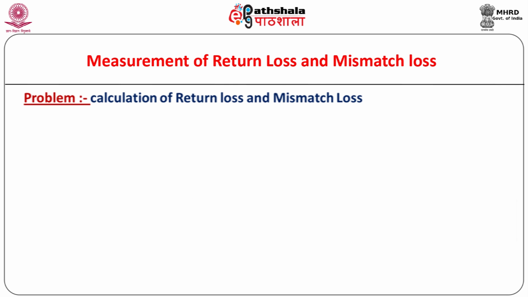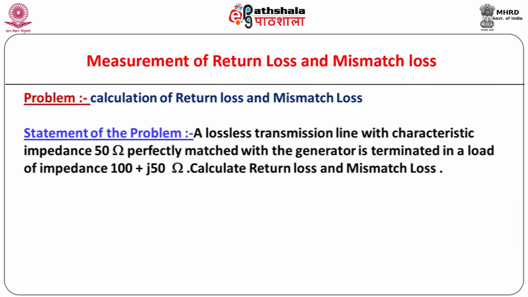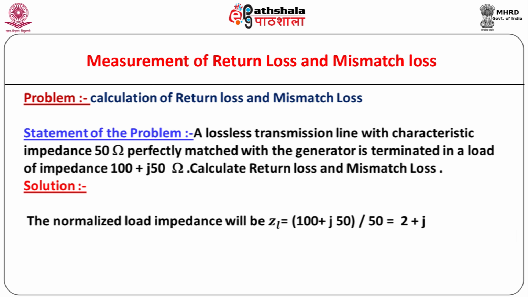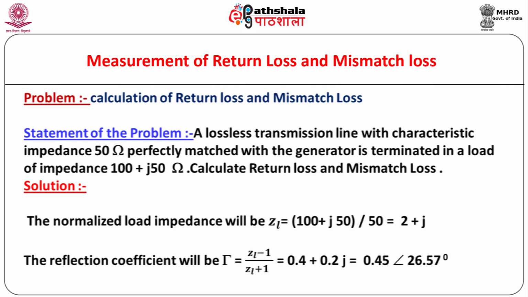To have some idea of calculating the values of return loss and mismatch loss, let us see a simple illustration. Consider a lossless transmission line with characteristic impedance 50 ohm perfectly matched with the generator but terminated in the load impedance 100 plus j50 ohm. The normalized load impedance will be 2 plus j1 and the reflection coefficient gamma will be 0.45 with a phase angle 26.57 degree.